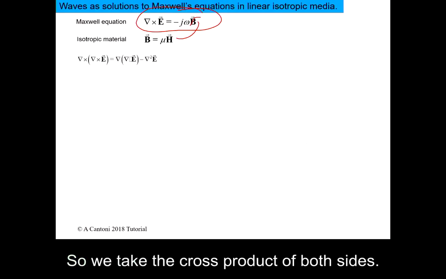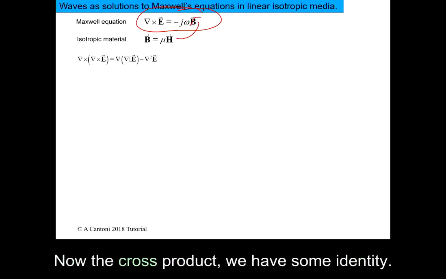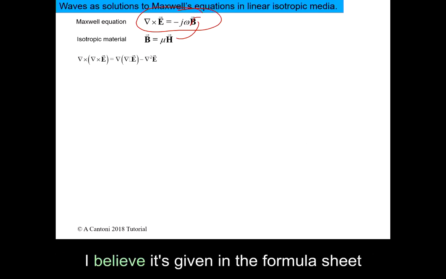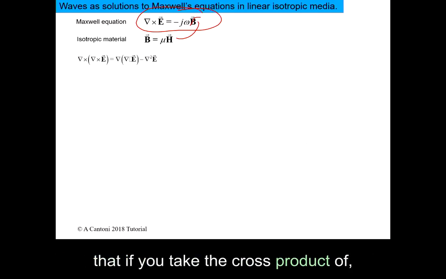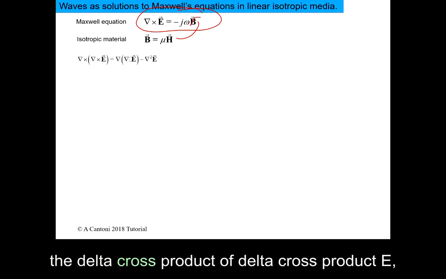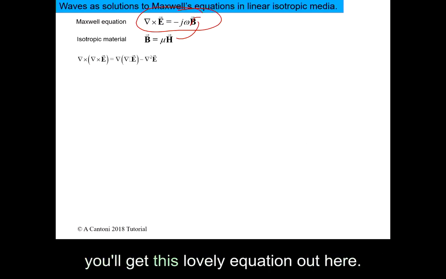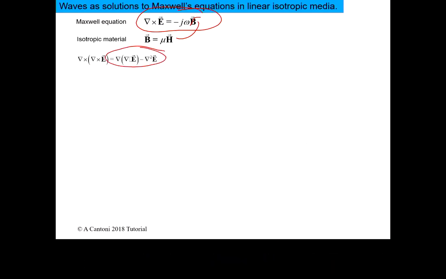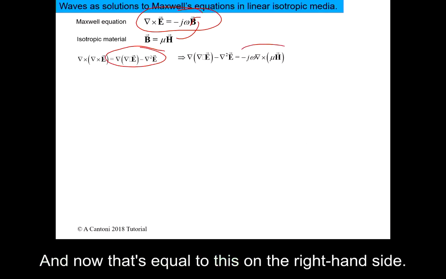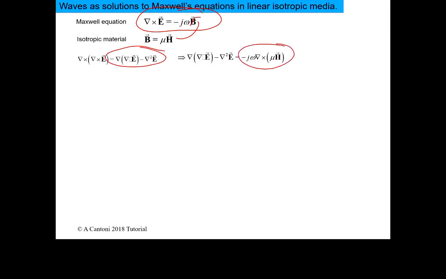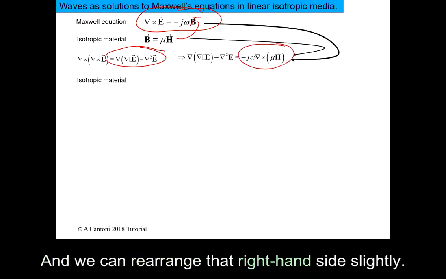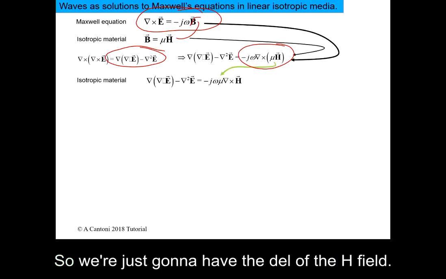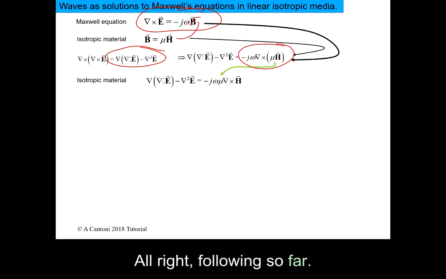So we take the cross product of both sides. Now for the cross product, we have some identity, I believe it's given in the formula sheet, that if you take the cross product of del cross product of del cross product E, you'll get this lovely equation out here. And now that's equal to this on the right-hand side. And we can rearrange that right-hand side slightly. So we're just going to have the del of the H field. All right, following so far?